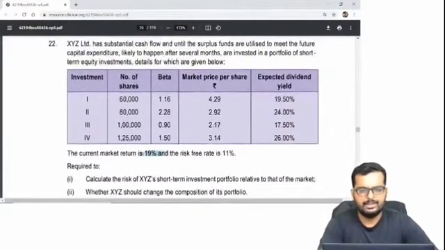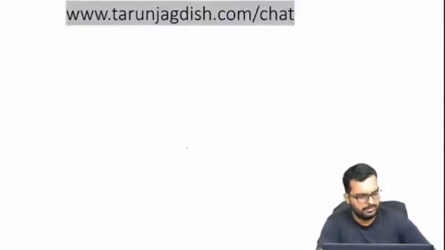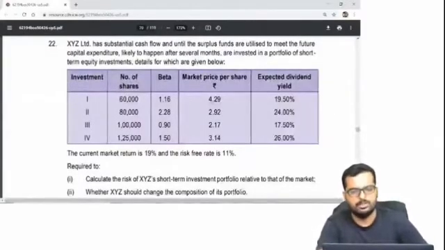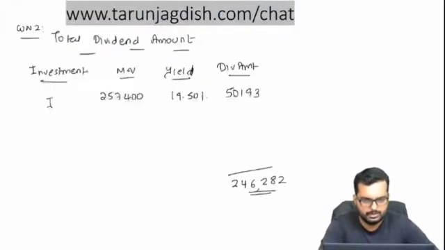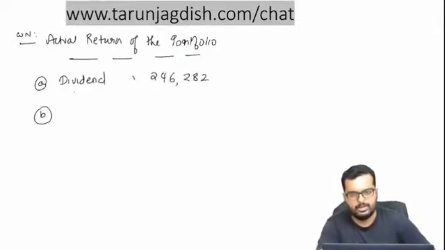Okay, so here it's 19% and here it's 11%. I will now tell you how the institute has solved this. The institute has found out, in the next working note, the actual return of the portfolio. To find it, they have used the total D1. How much is the total dividend that you got over here? Was it 2,46,282? They took the dividend amount 2,46,282.